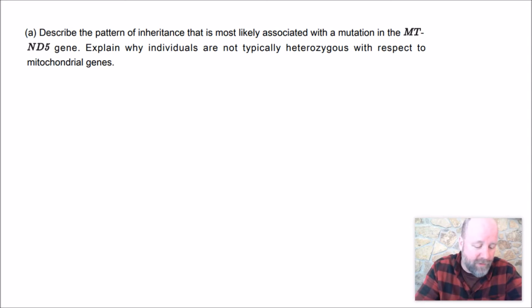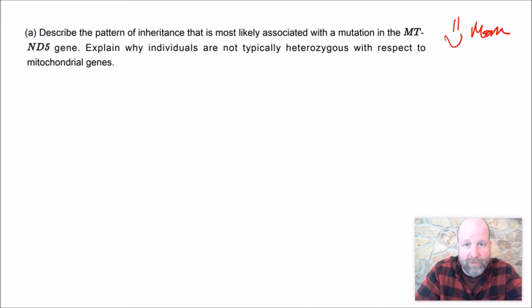So for this first question, describe the pattern of inheritance that is most likely associated with the mutation at MTND5. So pattern of inheritance, we already heard it was a mitochondrial gene. That's a pretty easy one, right? So you want to put on your notes a little smiley face on that one because that's not too bad, right? You're going to get it from mom because you get your mitochondria from mom. That's your pattern of inheritance, right?